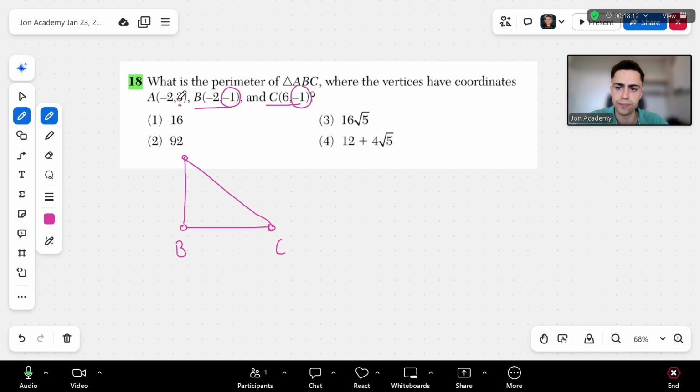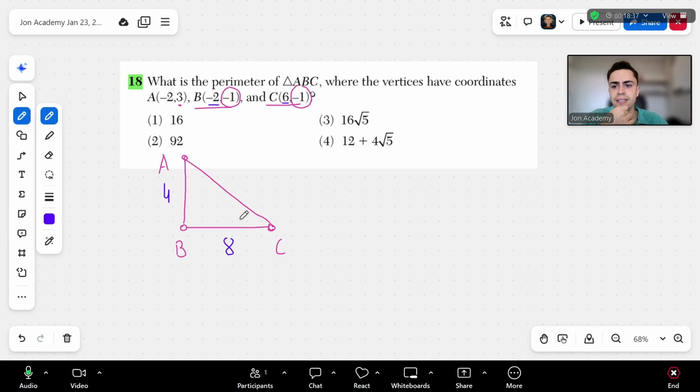So what can you see? A was here. A has a height of 3 and B is -1. Therefore, this side is gonna be 4 long. Then between B and C, we can see both are in the same horizontal line, and it goes from -2 to 6. So this is gonna be 8.